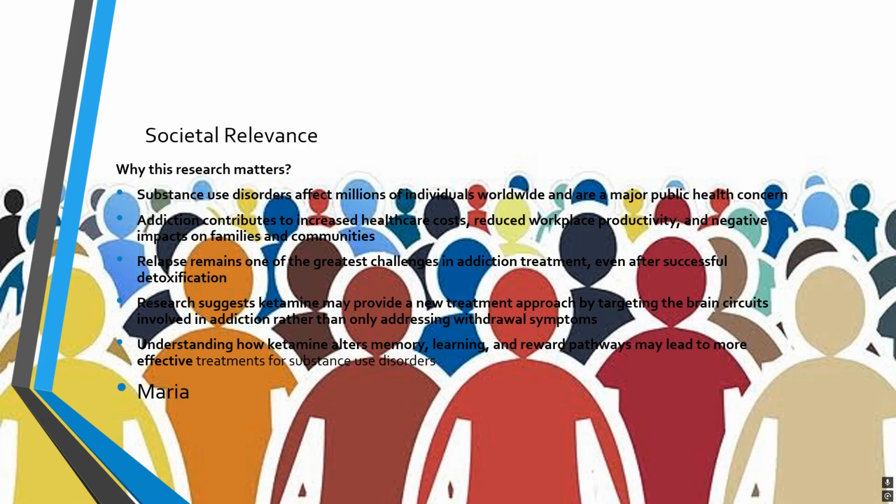For societal relevance, why this research matters. When we think about addiction, it's important to remember that it doesn't just affect one individual. It also impacts families, healthcare systems, and entire communities. One reason this research is significant is that the relapse rates for substance use disorders remain very high, even after traditional treatments. Ketamine is especially interesting because it appears to work differently from many existing therapies.